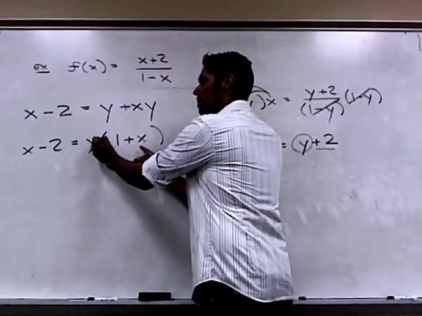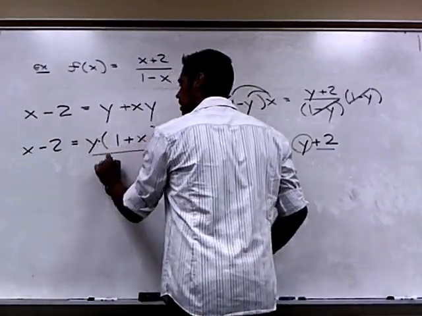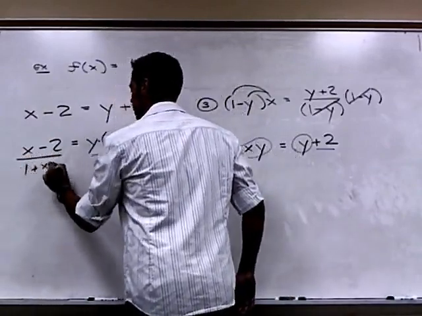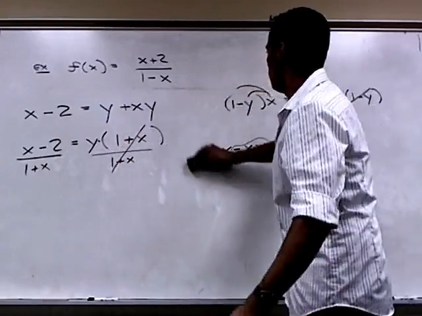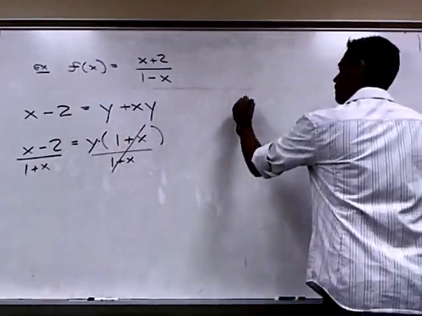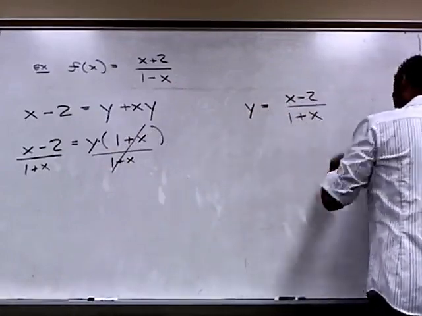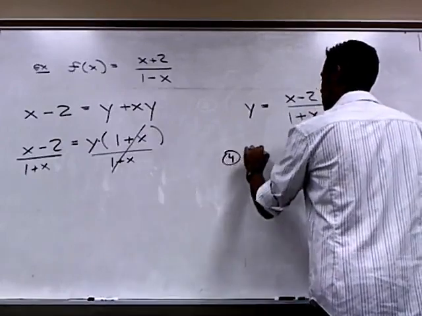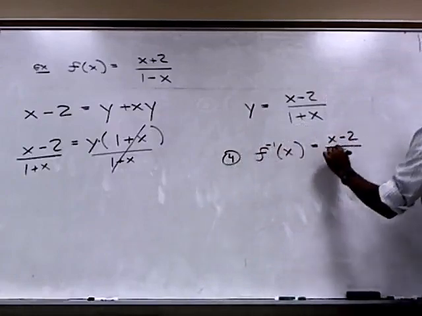But it's being multiplied, right? So I have to come through and divide both sides by 1 plus x. So at this point, I'm going to divide this side by 1 plus x. Whatever I do to that side, I must do to this side. These will cancel, and what am I left with? Y equals x minus 2 over 1 plus x. Now I have it solved for y, don't I? So my fourth step is my final answer. The inverse function is x minus 2 over 1 plus x.